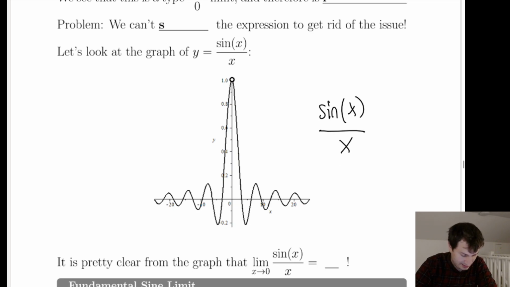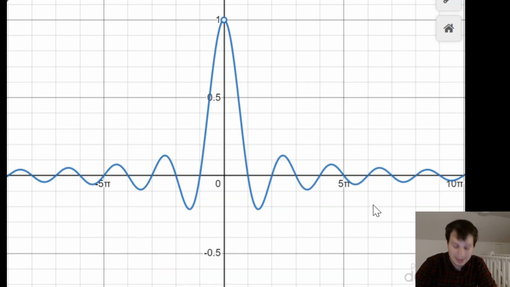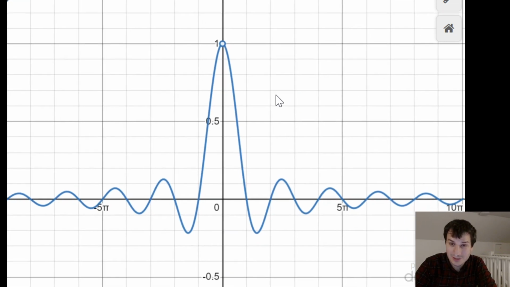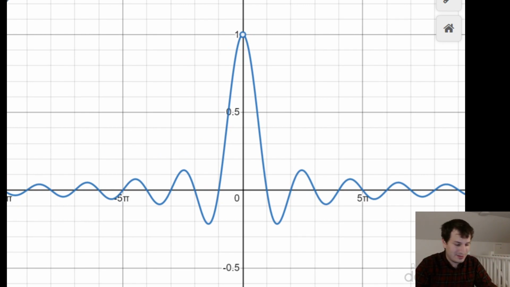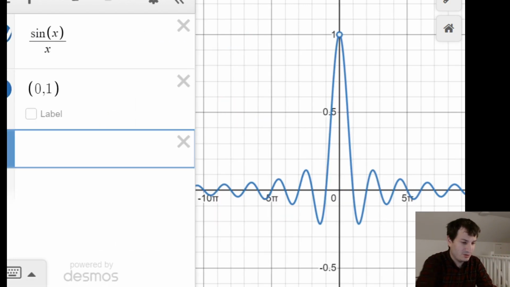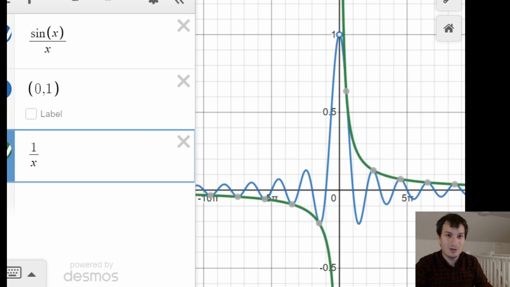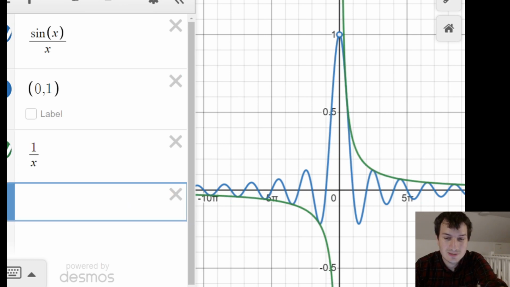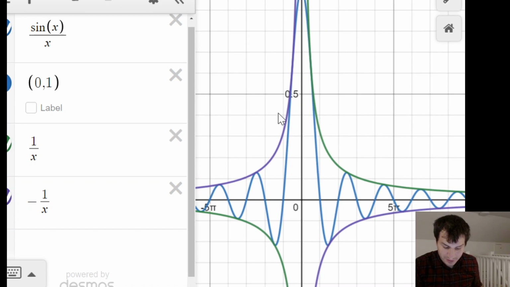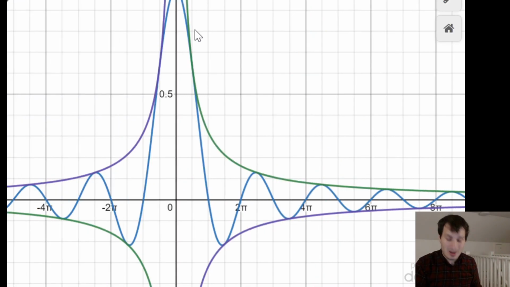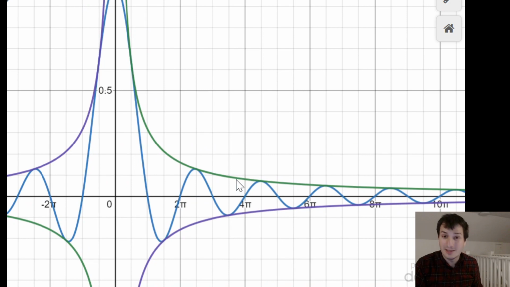Here's what it looks like in Desmos. The point about this function is it is a cool looking function. It's got squiggles, but it has this cool behavior at 0. If you draw the function 1 over x, and let's do minus 1 over x, you'll see that the functions 1 over x and minus 1 over x are the envelope of this funny function.